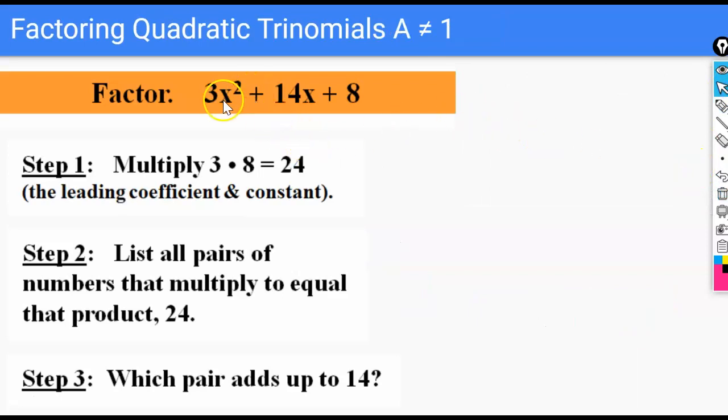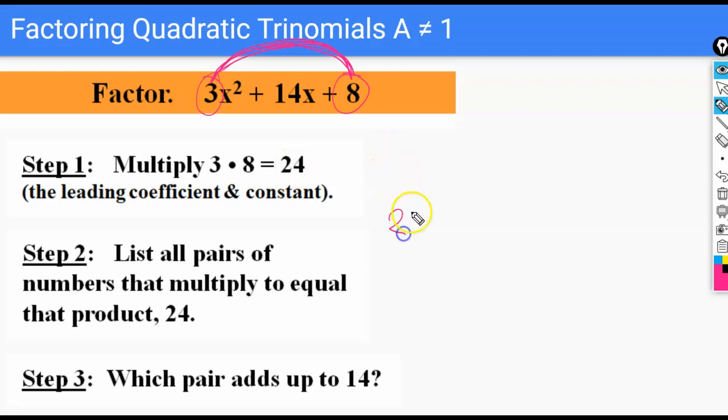Now, what happens if a is not equal to 1? It only changes up a little bit. The big thing to remember is that we have to take the a and multiply it times the c. I had a coworker that called that putting on the headphones. You have to make sure that you take that a and multiply it times that c and get 24.